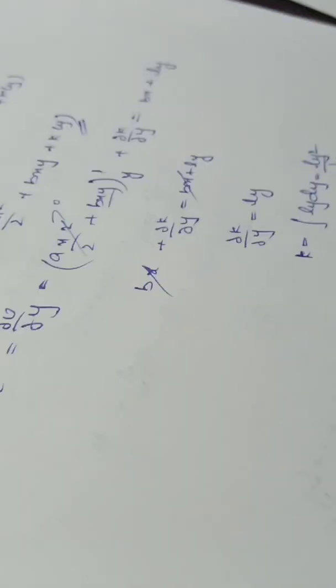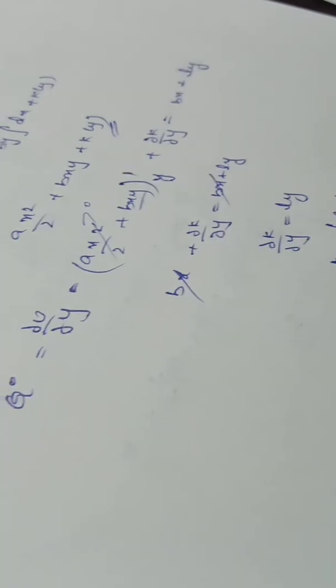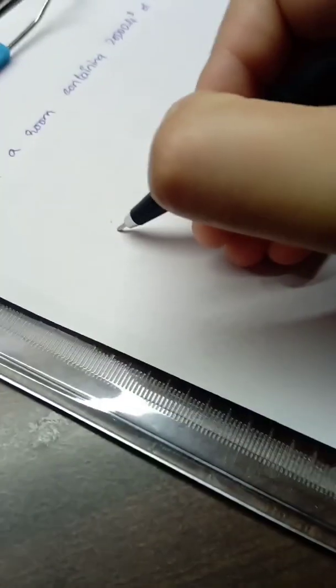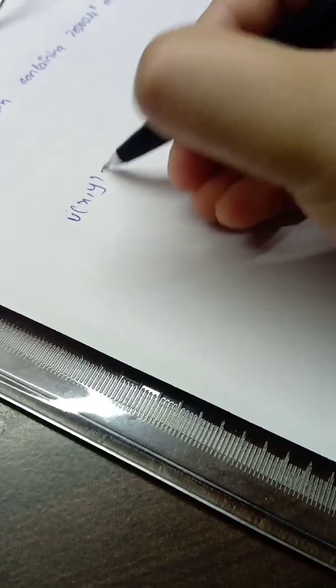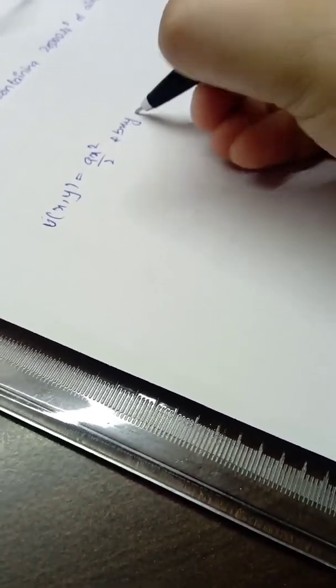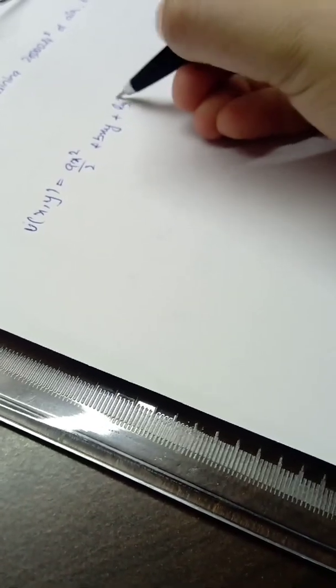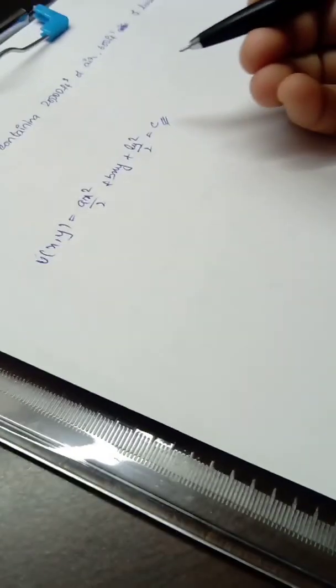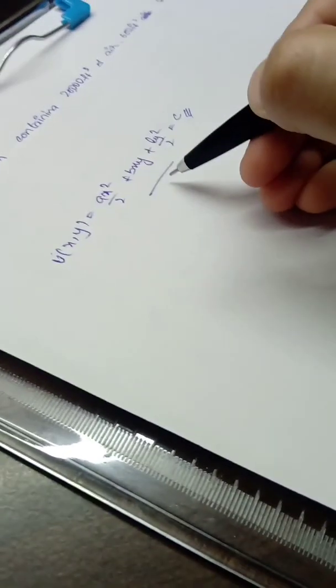Now we will insert this in the first equation we got. So u(x, y) = ax²/2 + bxy + ly²/2 = c, the arbitrary constant. This is the general solution.